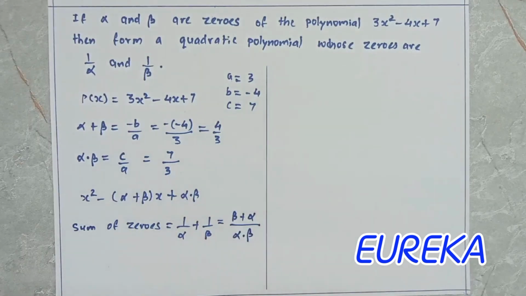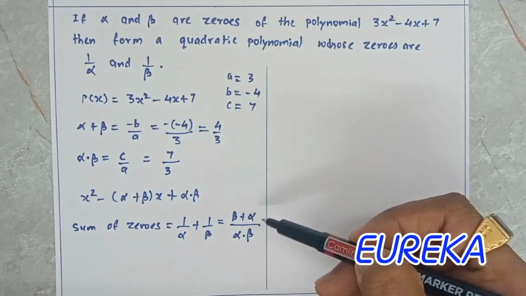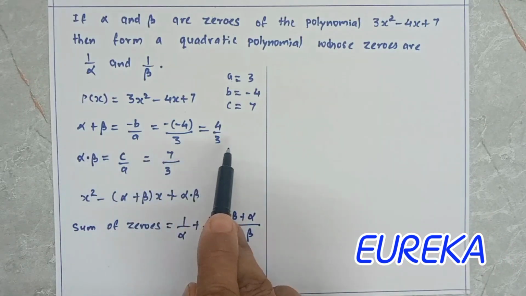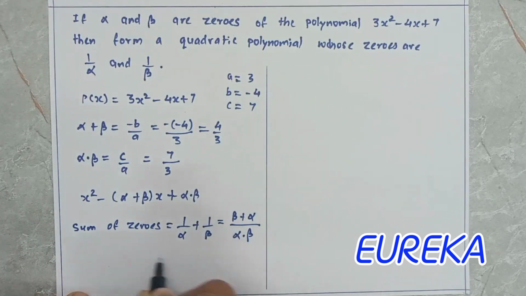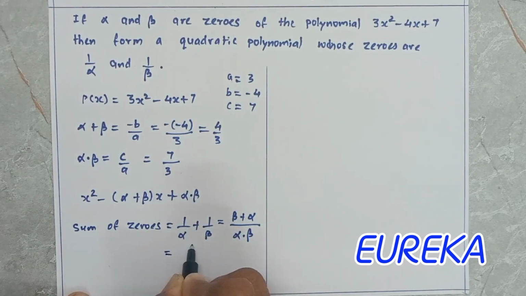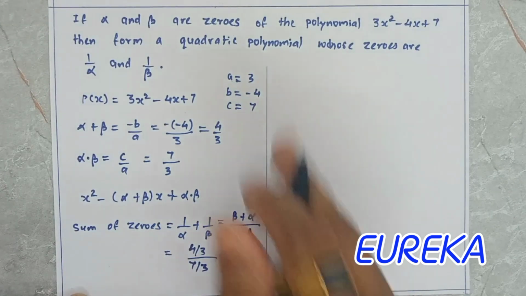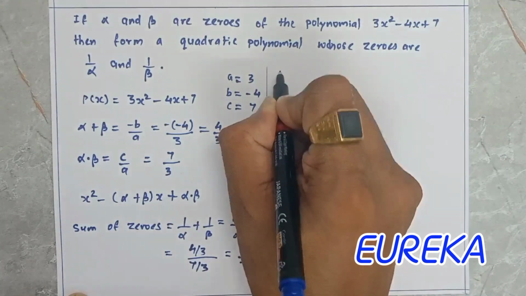This is cross multiplication. Now if you can see here, alpha plus beta, this numerator, its value is 4 by 3. So we can write sum of zeros as 4 by 3. And what is alpha into beta's value? It is 7 by 3. Okay, so this 3 will get cancelled. We will be left with 4 by 7. So what is the sum of zeros? 4 by 7.